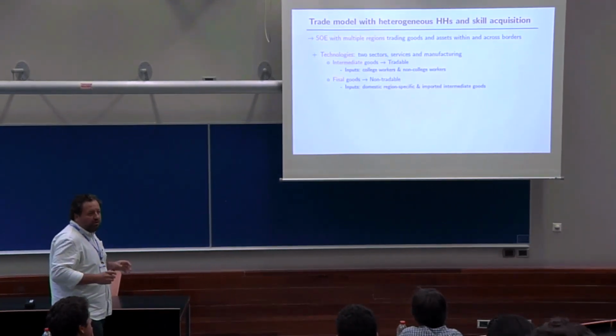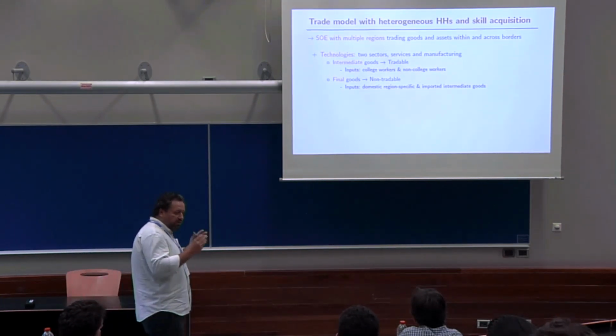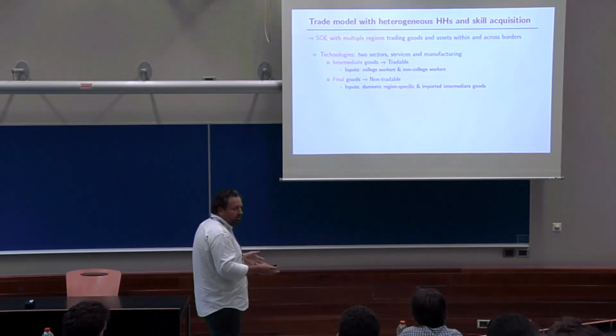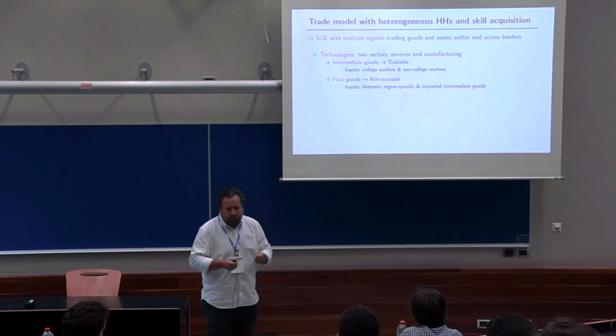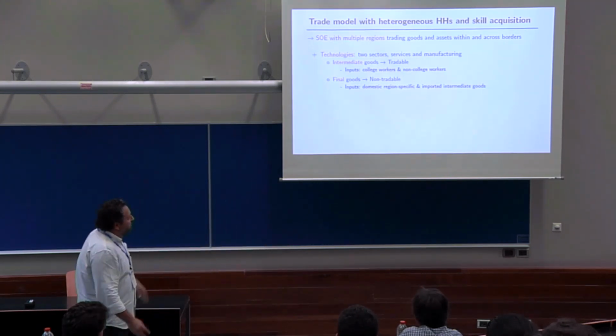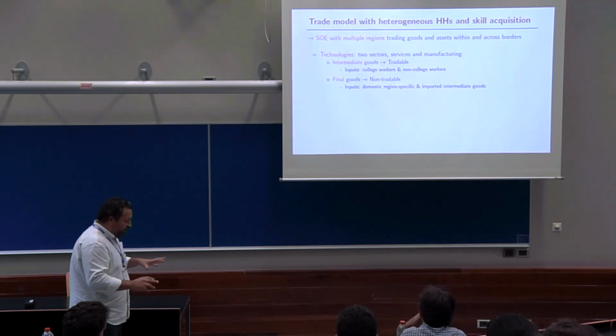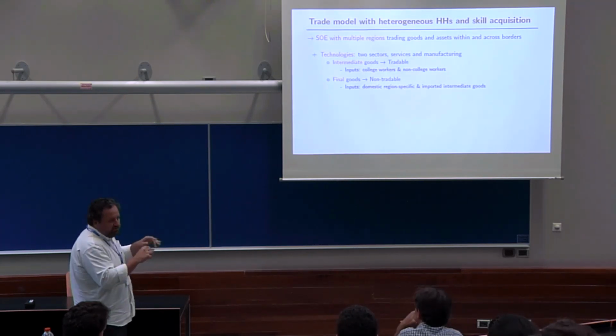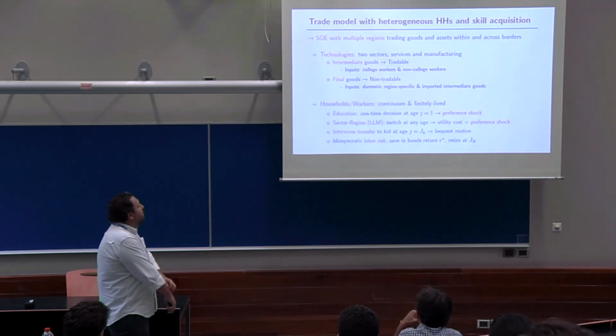It's just like an Armington model, right? Each region within the country is going to be producing a particular good that can be traded across regions, but also with the rest of the world. These intermediates are being traded, and then the final non-tradables are being consumed.